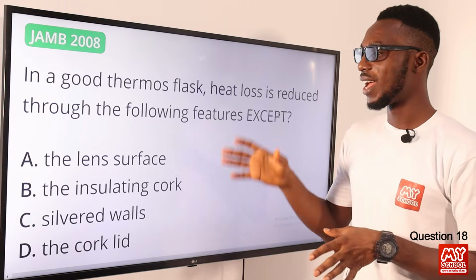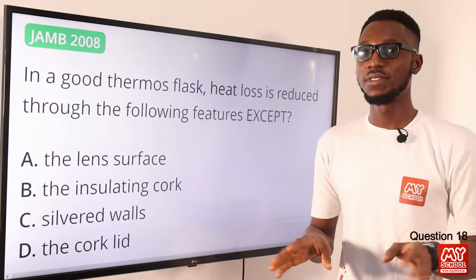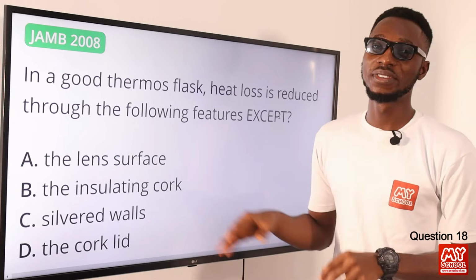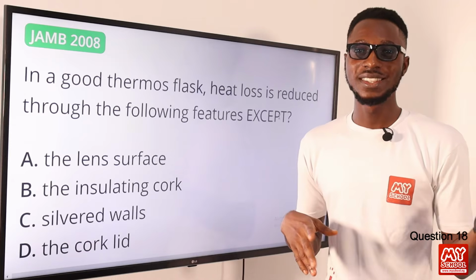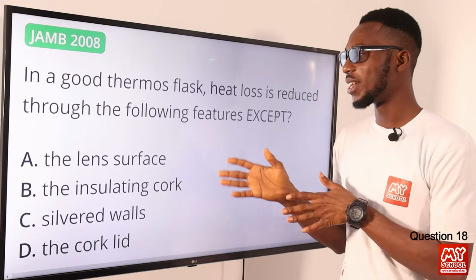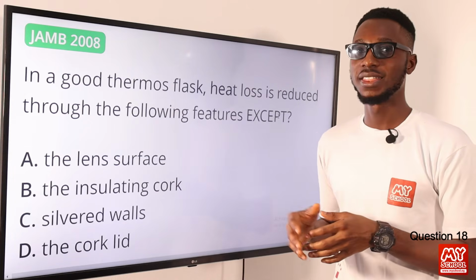So I've mentioned four basic features. We don't have lens surface. When you're looking at lenses, you are looking at probably a camera, your telescope and the likes. So the correct option here is option A, the lens surface.